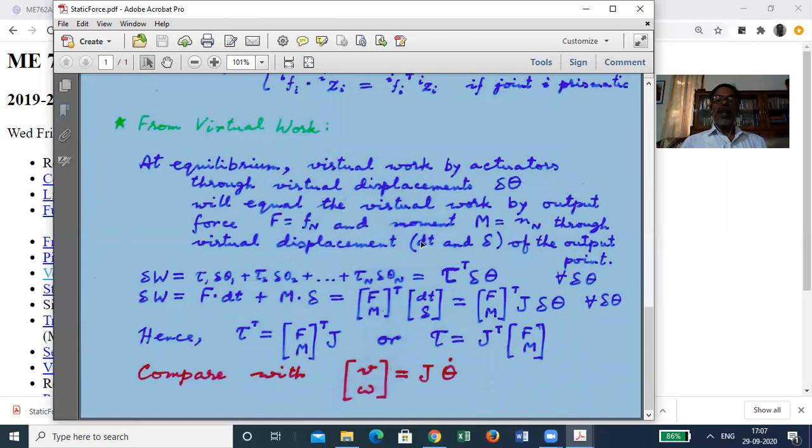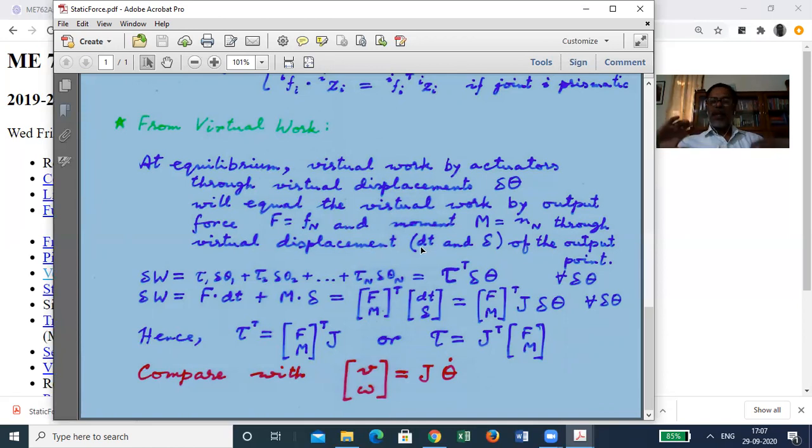So virtual displacement of the hand, that is satisfying the constraints, whatever infinitesimal displacements you give at the joints, which produce a similar infinitesimal displacement at the hand, then whatever are the forces, they do some work through these virtual displacements at the joints, and that entire work is available at the end effector side as virtual work. So this virtual work and that virtual work is 0.